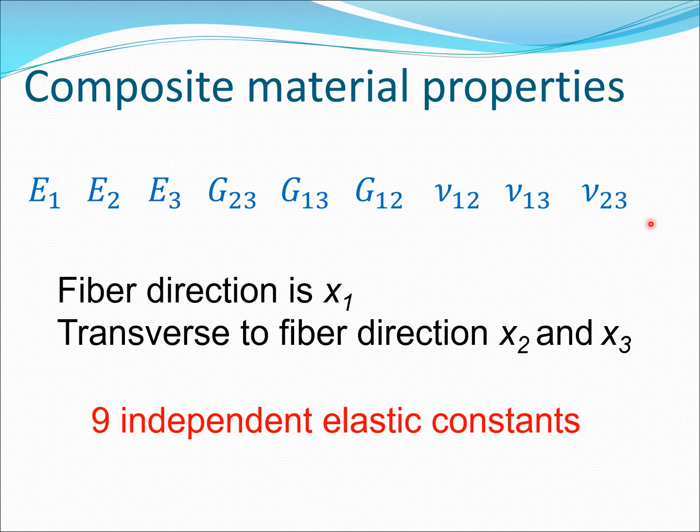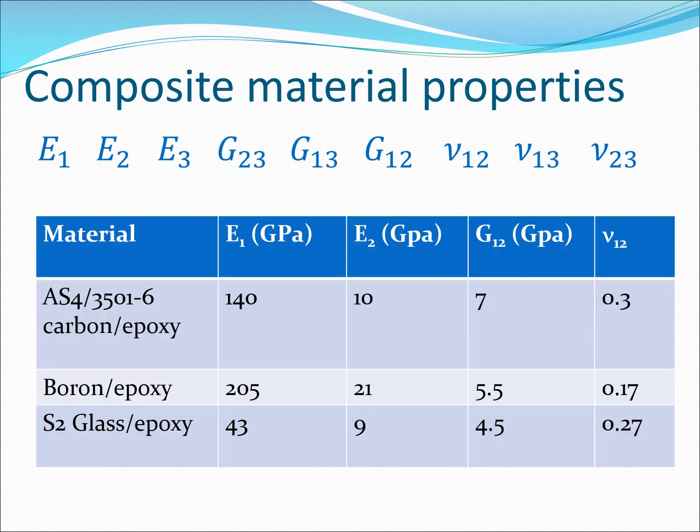Now, if you have all these material properties, then of course you can obtain the relationship between stress and strain. If you have been given stress, you can find strain. If you have been given strain, you can find stress from the matrix relationship we discussed before, which was essentially the generalized Hooke's law. Now remember, the fiber direction is always given by 1, and transverse to this fiber direction are x2 and x3. So there are 9 independent elastic constants.